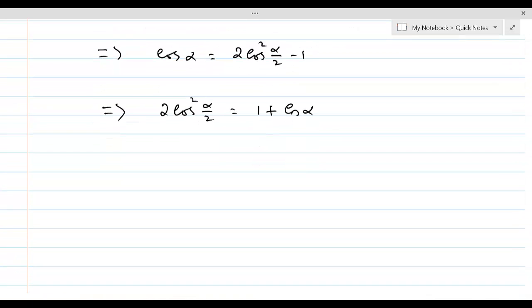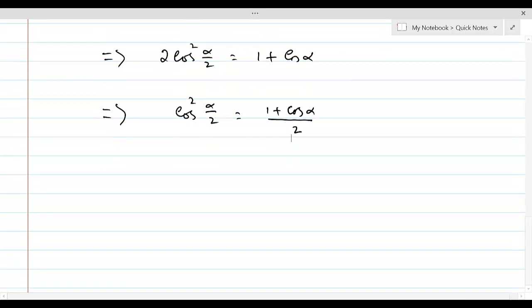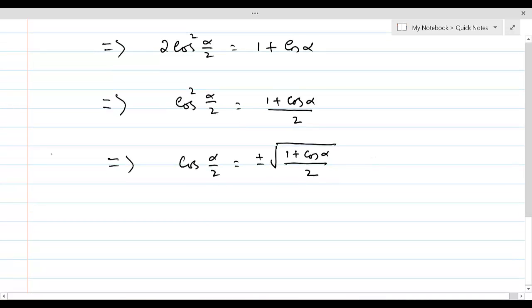And these results are very frequently used in questions, so remember these half-angle trigonometric identities. cos²(α/2) is equal to (1 plus cos α) divided by 2. And if we take the square root on both sides, this will give cos(α/2) equal to plus minus square root of (1 plus cos α) divided by 2. So this was the second.